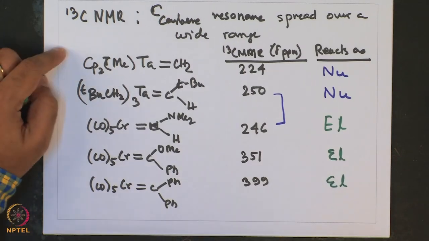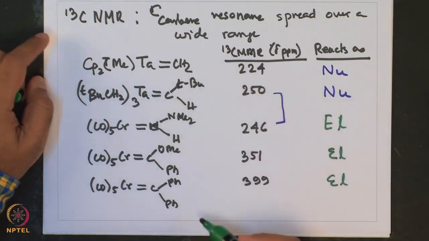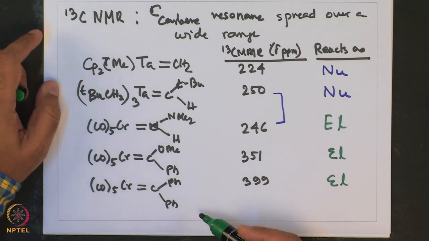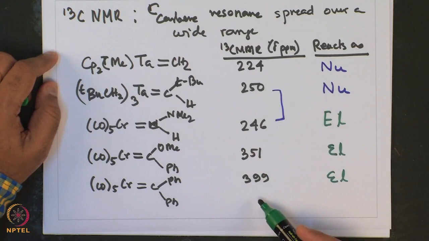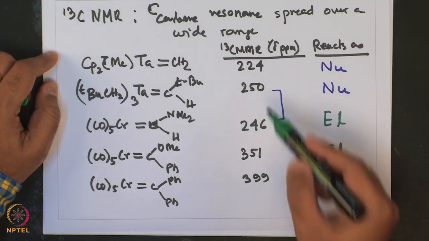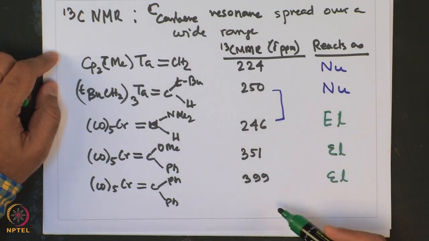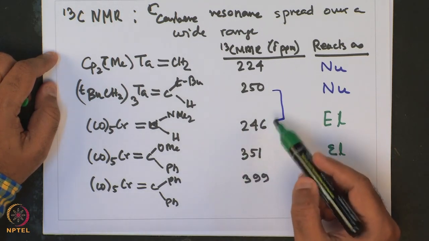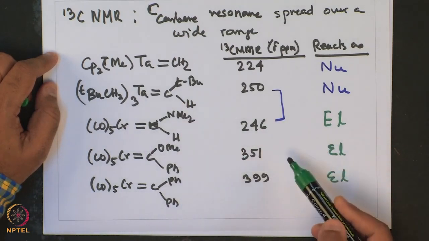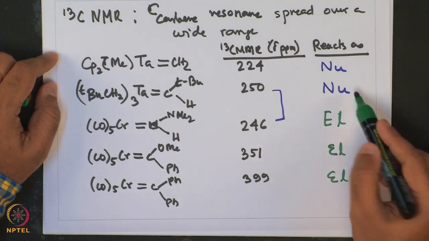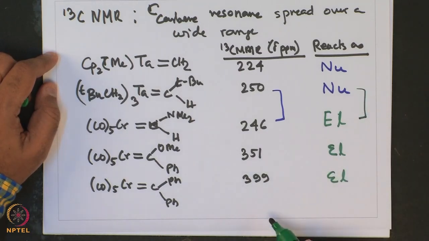So what one can conclude is that the carbene moiety appears in a wide range from 220 to about 400 ppm, and it can appear anywhere in this range. It is very difficult to predict the reactivity just based on the carbon resonance chemical shift, because we can have a Fischer carbene or a Schrock carbene showing almost equal chemical shift, but showing extremely opposite reactivity.